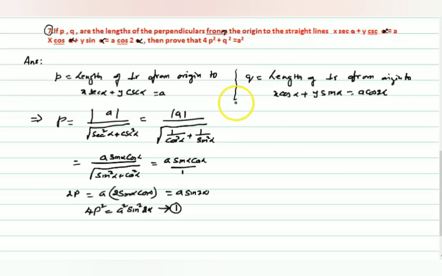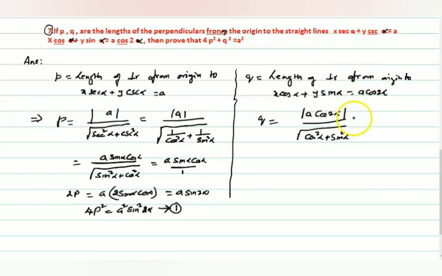Now come here. I will write the value of q. Q is the length of the perpendicular from the origin to this line. What is q now? Modulus of c, that is a cos 2 alpha, by root of a square plus b square, which is cos square alpha plus sin square alpha. What is the formula for the length of the perpendicular drawn from the origin to a straight line ax plus by plus c is equal to 0? It is nothing but modulus of c by root of a square plus b square. Since root of sin square plus cos square is 1, this becomes a cos 2 alpha.